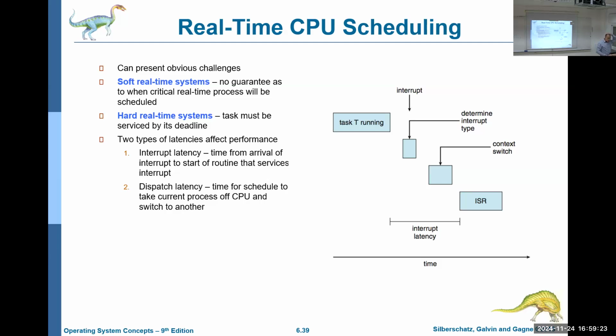First of all, there's a soft real-time system, where there's no guarantee as to when a critical real-time process will be scheduled. I don't know why it's called real-time then exactly, but maybe once it is scheduled, then we know when it'll finish. I never really understood what soft real-time is. So let's talk about hard real-time. A task must be serviced by its deadline.